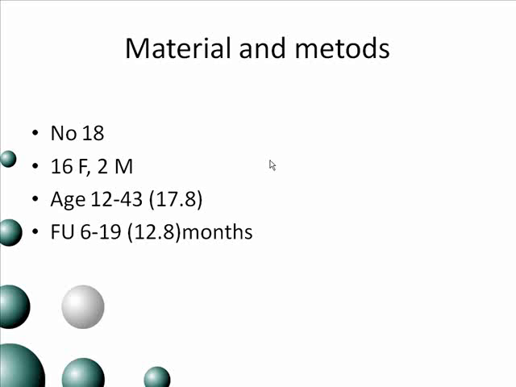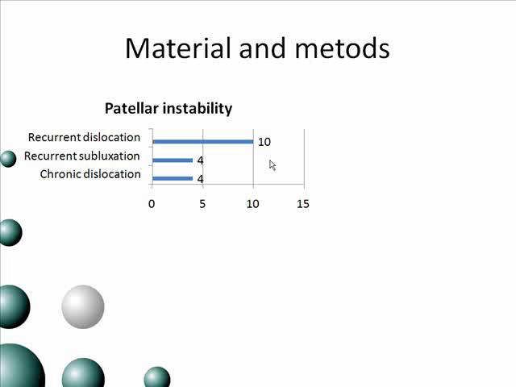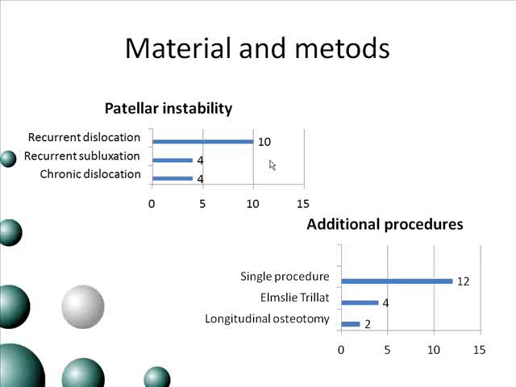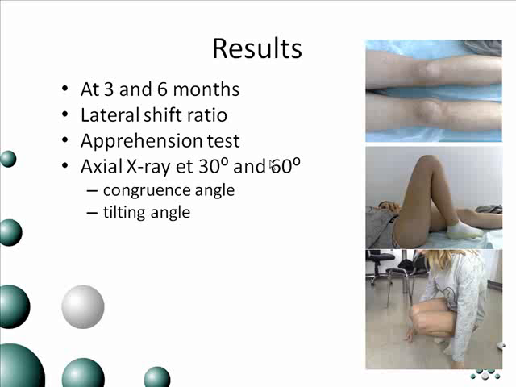We operated on 18 patients in the last 1.5 years. Age is 70.8 years, and follow-up is on average 12.8 months. That was mainly recurrent dislocation, recurrent subluxation 4, chronic dislocation 4. We did a single procedure in 12, and MC3A in 4, longitudinal osteotomy less. In 55% we found patellar chondromalacia. And this is our result.